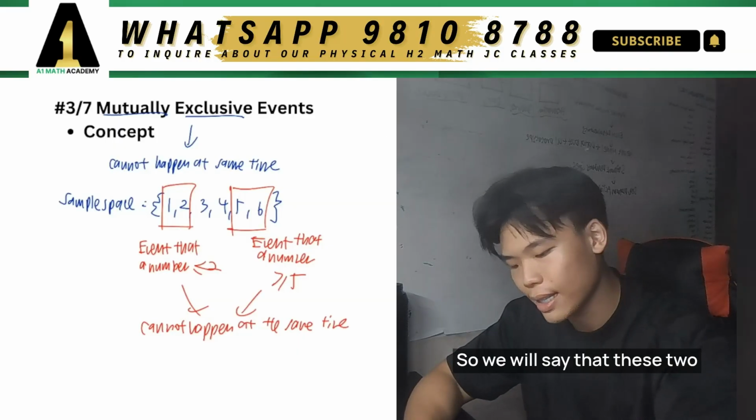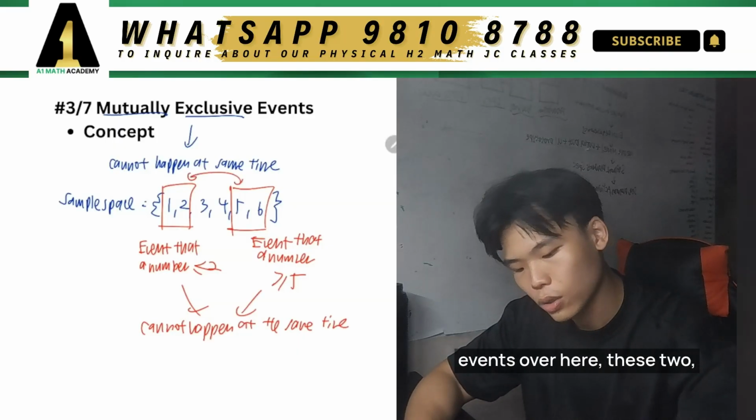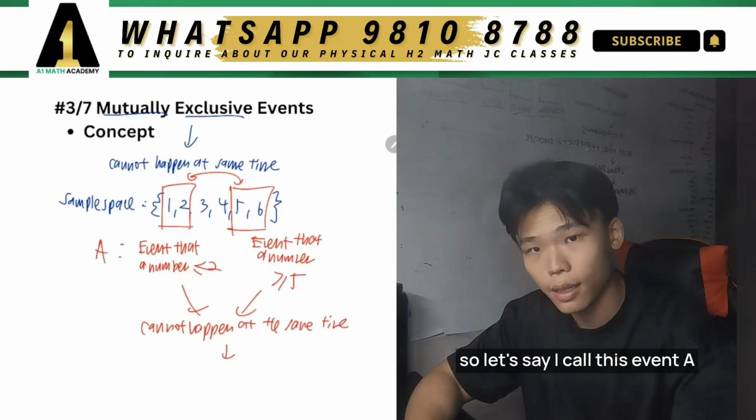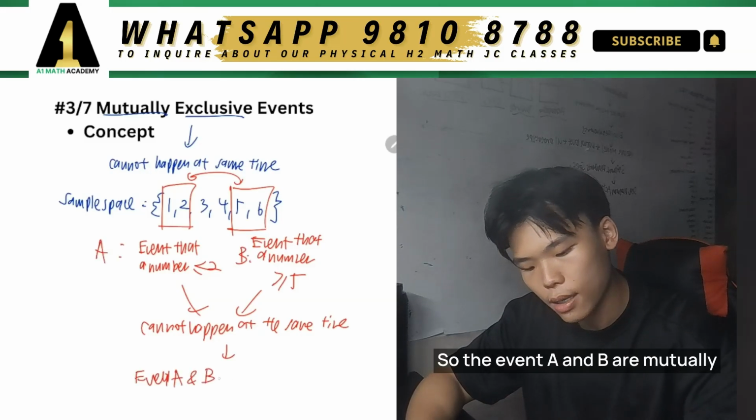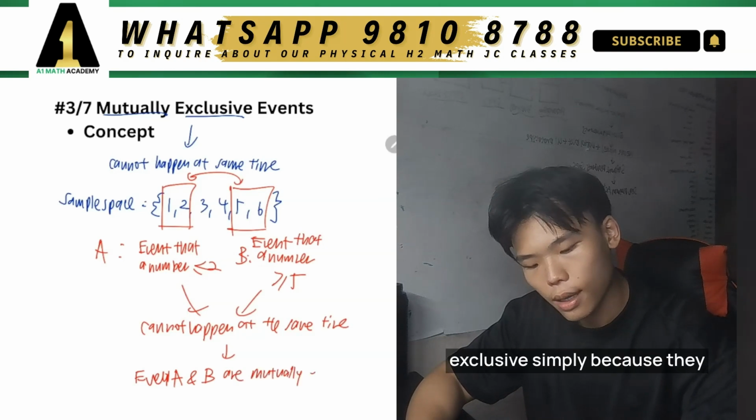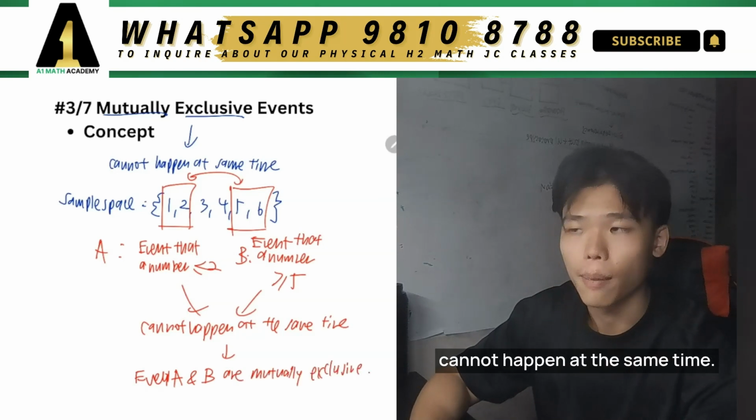So we will say that these two events over here, let's say I call this event A and I call this event B, right? So the events A and B are mutually exclusive simply because they cannot happen at the same time.